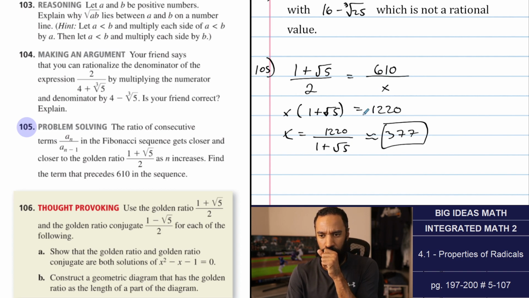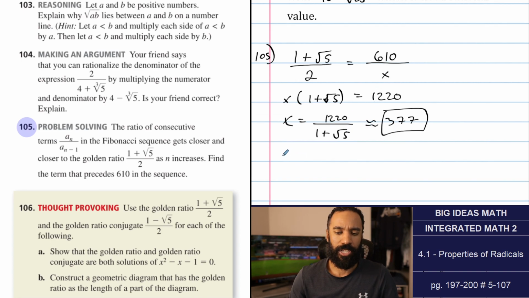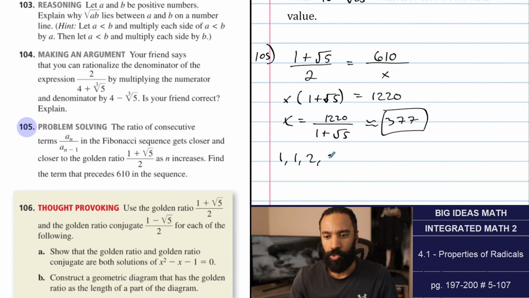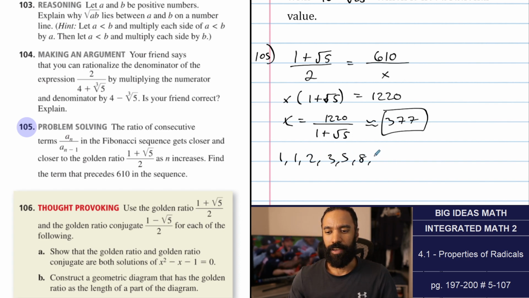If you guys don't know what the Fibonacci sequence is, it's this list here. And I don't know if it starts with 0 or not. I don't know if that matters. But you add the two numbers before this. 1 plus 1 is 2. 1 plus 2 is 3. 2 plus 3 is 5. 3 plus 5 is 8. 5 plus 8 is 13.